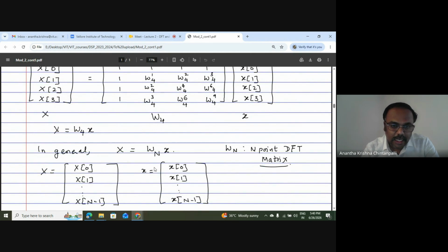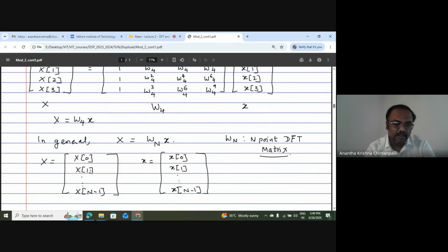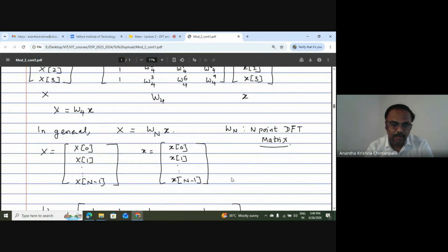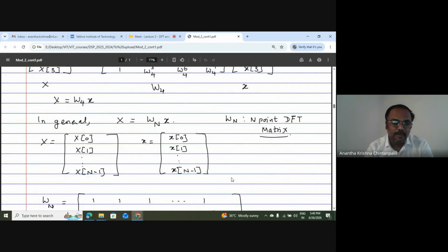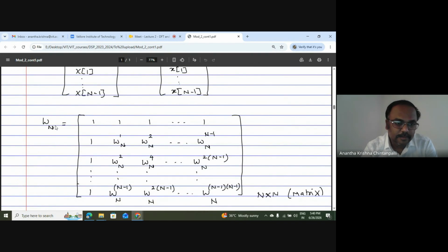So in general, capital X is equal to W N times x. W N is called the N-point DFT coefficient matrix. Capital X will go from X of 0, X of 1, and so on to X of N minus 1. Little x will go from x of 0, x of 1, and so on to x of N minus 1, because it's an N-point DFT. So how is W N defined? W subscript N: as I said before, the first row is going to be 1 and the first column is going to be 1.